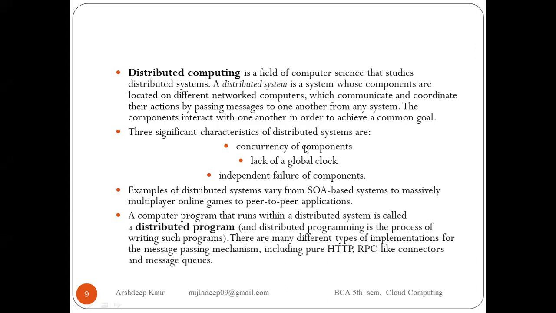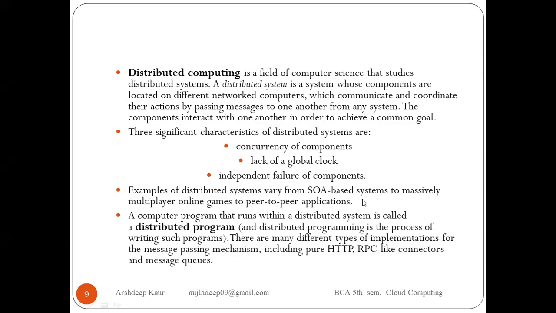First one is concurrency of components. Next is lack of global clock. And the third is independent failure of components. Concurrency is the problem when two or more processes are requesting the same resources. Next is lack of global clock. Concurrency is one of the problems where two or more processes are waiting for the same resources.